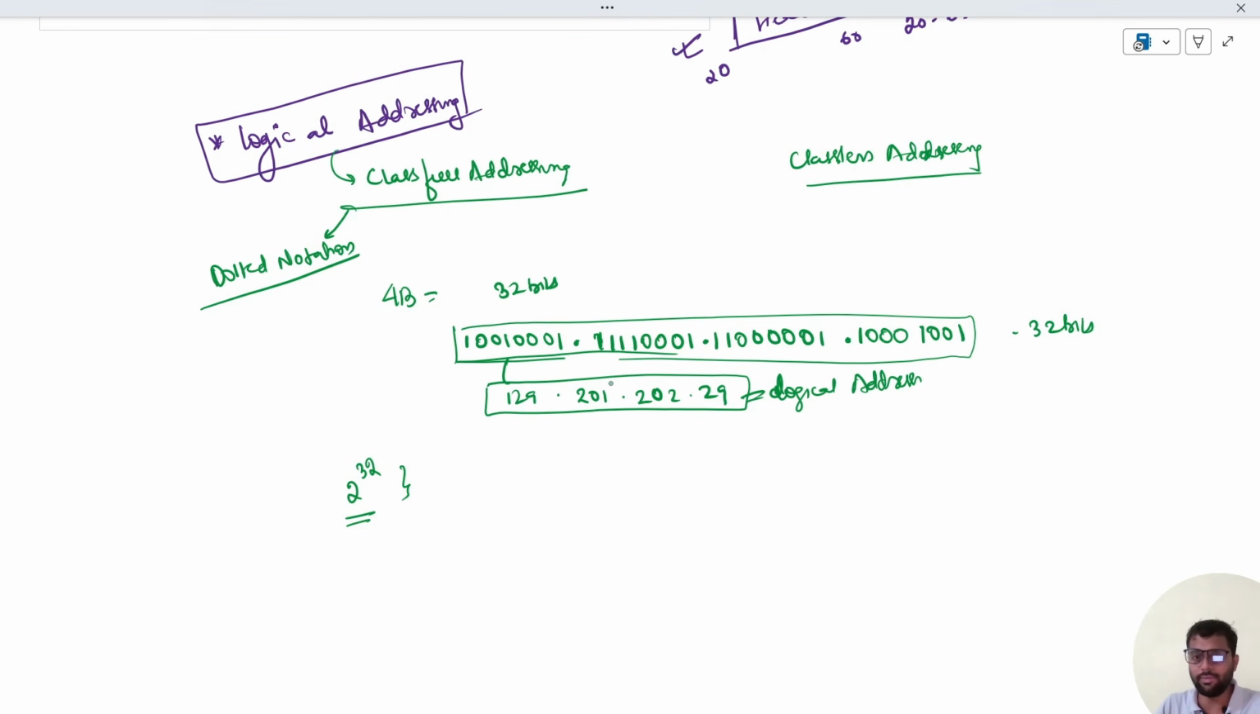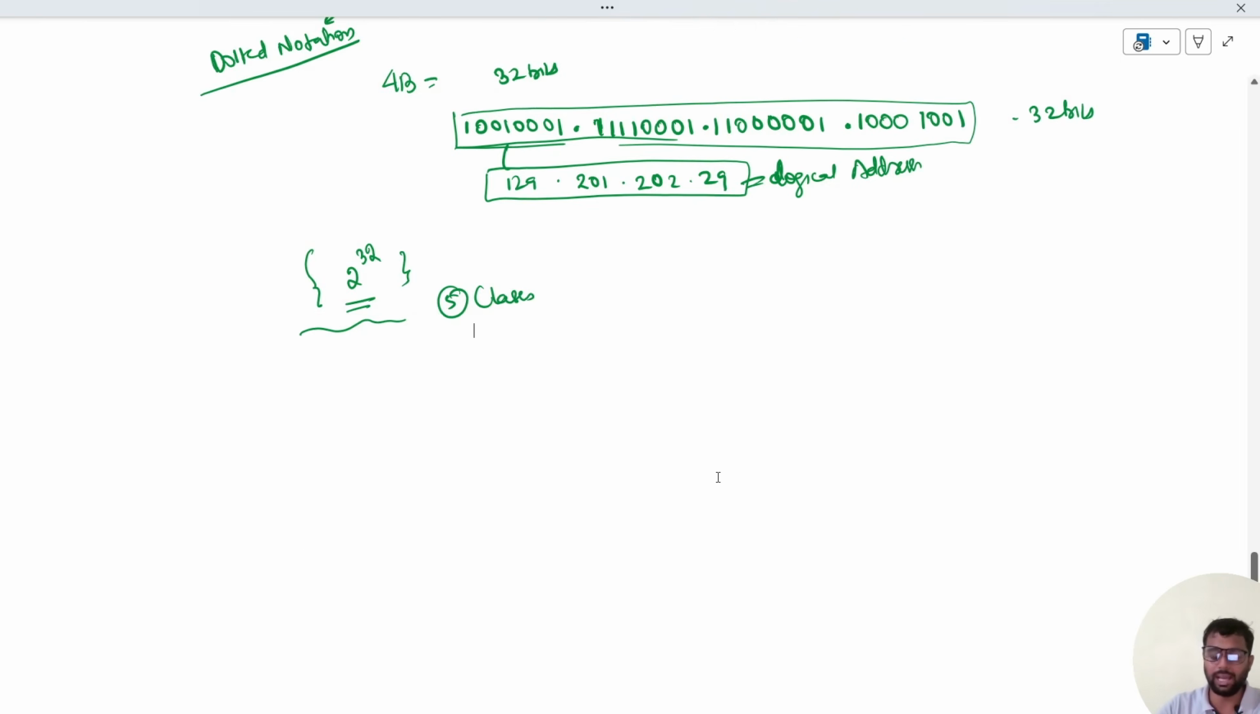So now we have to categorize these 2 raised to the power 32 addresses into some classes so that we could easily assign them to different purposes and different applications. For example, if we randomly allot the addresses to any devices, that would create a mess. So in classful addressing, we divide the entire available addresses into classes. There are actually 5 classes in classful addressing, and each class is represented as class A, class B, class C, class D, and class E.